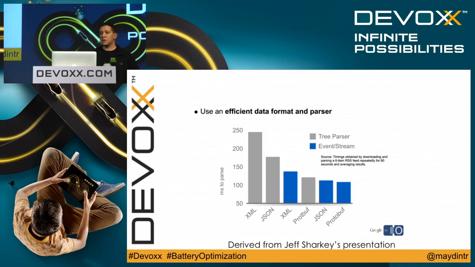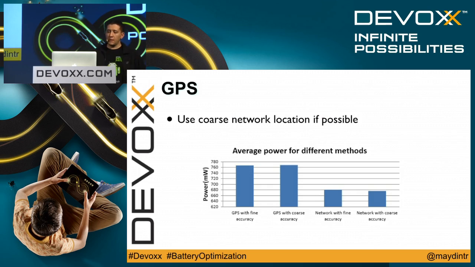You can use efficient data formats and parsers. For instance, you can use event and stream-based data parsers. They are better for battery, and you can also prefer JSON or protobuf. Protobuf is a binary data format. If your Android application doesn't need high accuracy, you can use coarse network location, because it is better for your battery. GPS radio consumes more than network location.